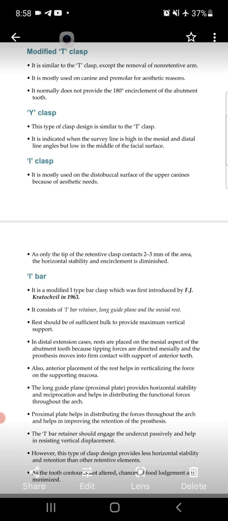This is all about the gingivally approaching clasp and its types in detail.